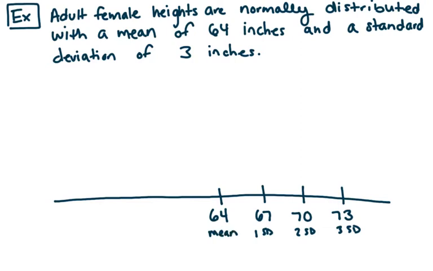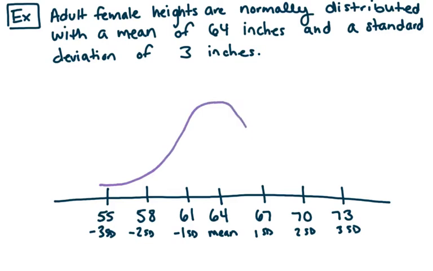And then I'm also going to go the other way. So 61, 58, 55. And so -1 standard deviation from the mean, -2 standard deviations from the mean, and -3 standard deviations from the mean. Okay. And so from here, I know that my mound is going to be directly in the middle, so it's going to look something like that.